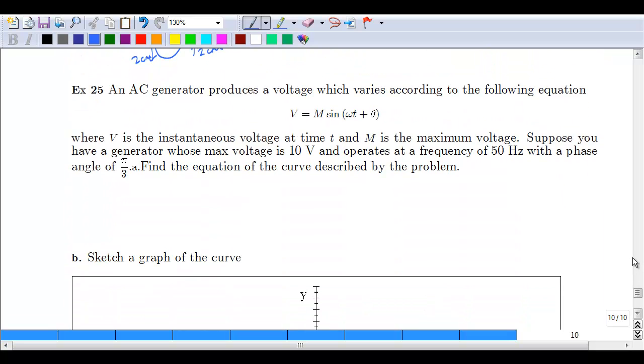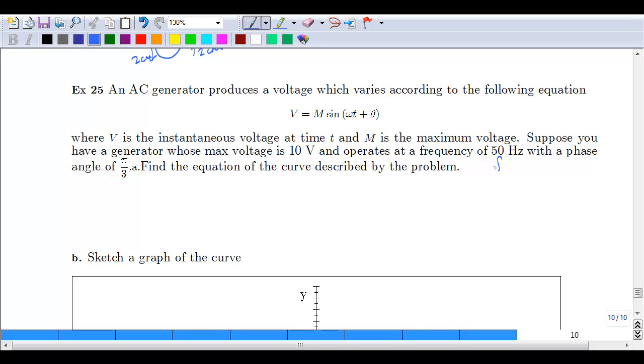Let's try one more example here. An AC generator produces a voltage which varies according to the following equation. V is equal to m times the sine of omega t plus theta. Looks very familiar, only difference is A is now m, y is now v. V is the instantaneous voltage at a time t, m is the maximum voltage. Suppose you have a generator whose max voltage is 10 volts and operates at a frequency of 50 hertz.